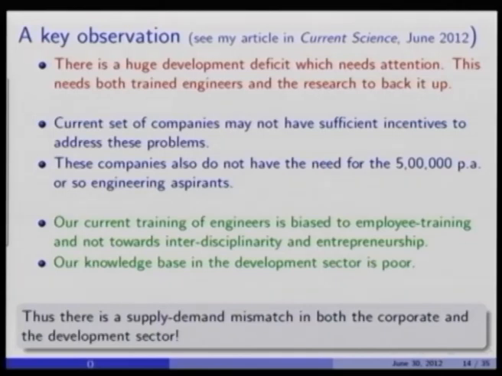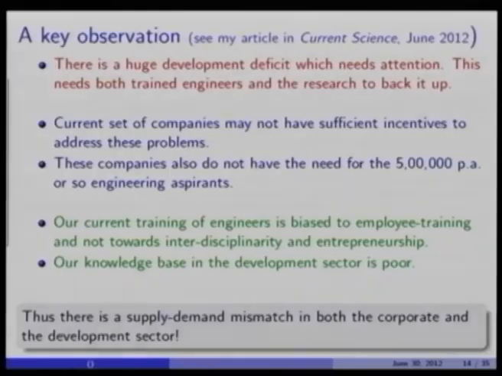So now a key observation. By the way, I have written an article in Current Science, which is a fairly prestigious journal of the Indian Academy of Sciences. If you look at the June issue of 2012, I have written an article. You can see it. It explains how our engineering R&D is, and why it is not going to benefit our society at all.